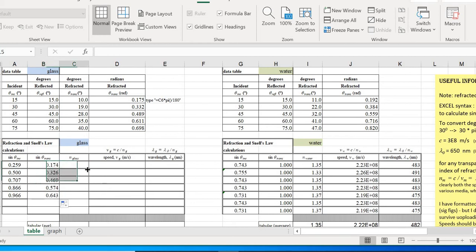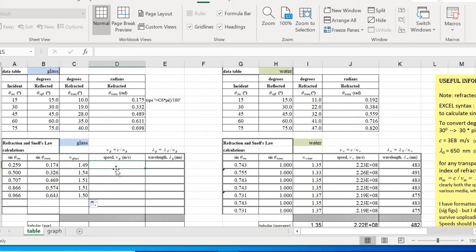Okay, now what's your index of refraction based on those measurements? Well, you just divide sine theta incident over sine theta transmitted. You can see that it's close to 1.5 as expected. Pull them down. See how they're all about 1.5 as they should be?